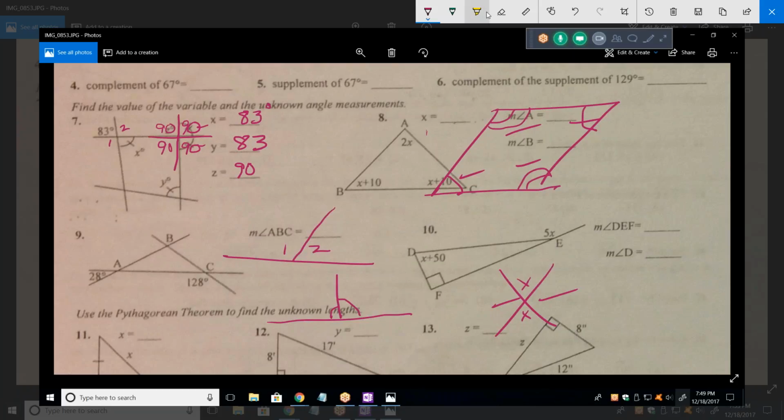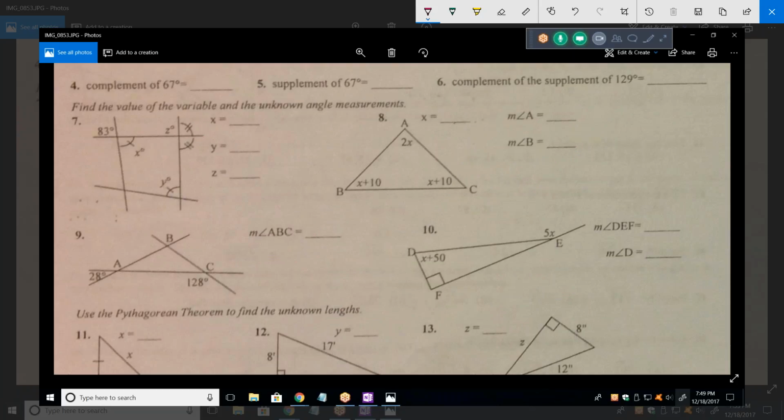All right, let me erase all of this. All right, let's see. How am I going to figure out x in number 8? I got to figure out x, and then I got to figure out angle A and angle B. What do the sum of the three angles inside of a triangle have to equal? Okay, so give me an equation. In other words, all geometry problems eventually come down to equations.